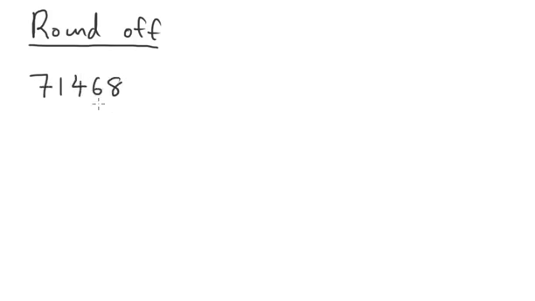Now we will round off any given number to the desired significant figures that we're looking for. So for example, if we have the number 71,468, and we want to round this number off to 4 significant figures, what would be the answer once we round it off?